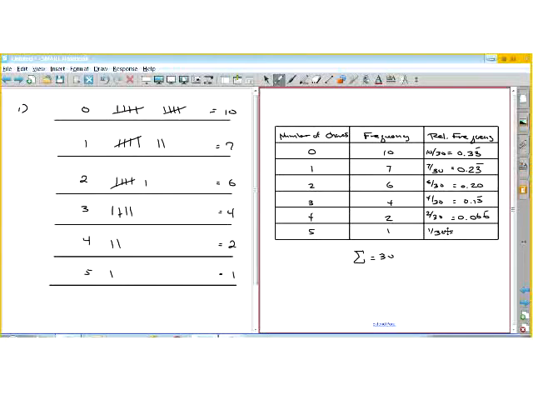And 1 divided by 30. And if I add all those up, I'll get 1. All the relative frequencies add up to 1. So that's part A. The next part is to construct a histogram.